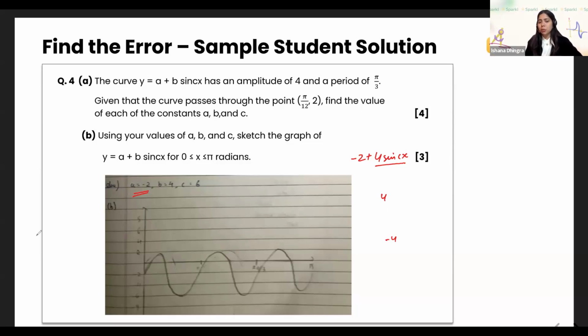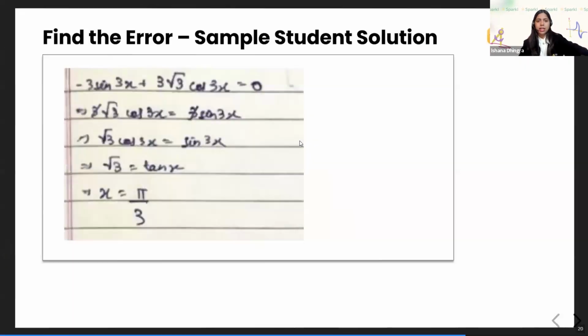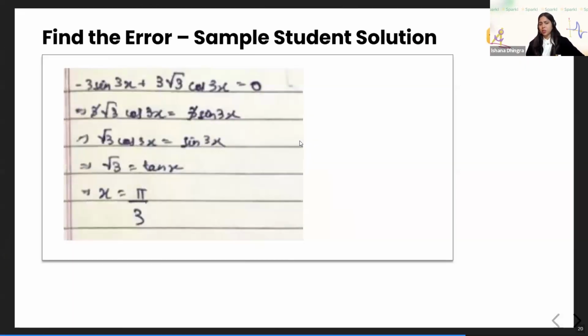Axis labels should be there, x and y labels, which are not there. And the key features, the intercept should have been mentioned. This is fine. Shall we see one last question for the errors? We are towards the end of this. Let's see. There is only one error in this question. I just want you to find that, just in solving this equation. Whoever raises the hand first gets the chance to answer first.